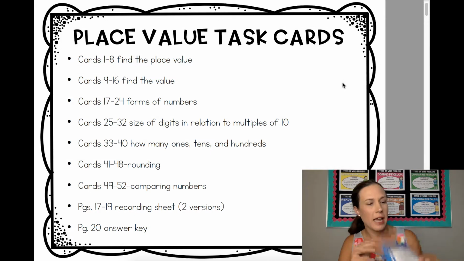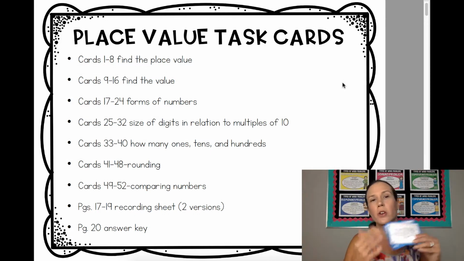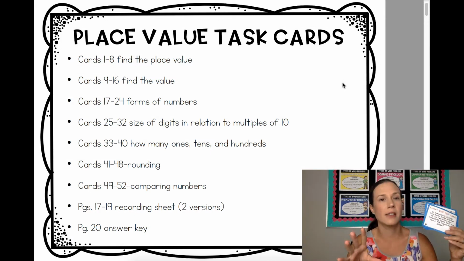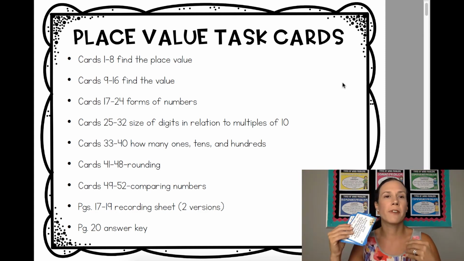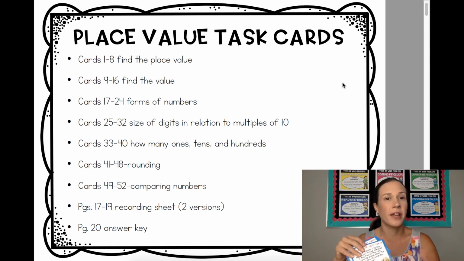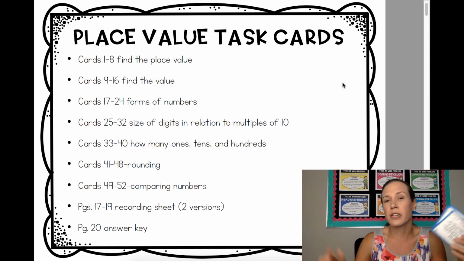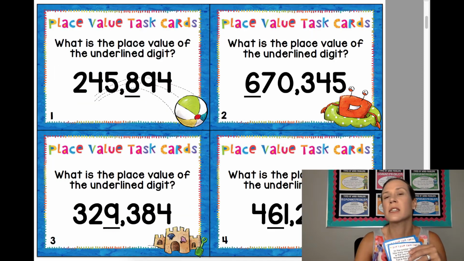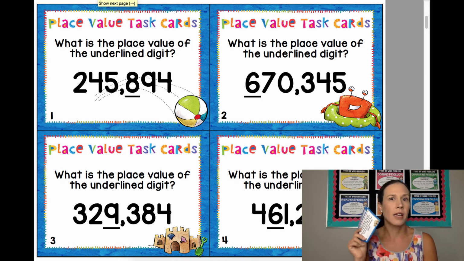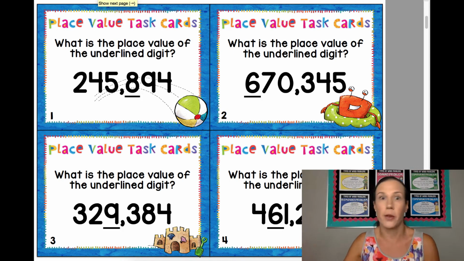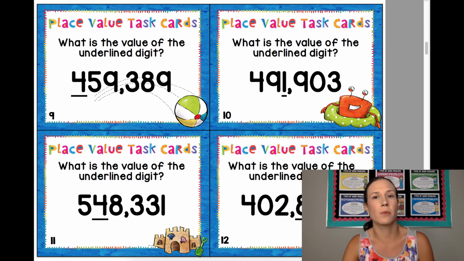Okay, so I also have place value task cards, and there will be a little table of contents in this one because there is so much stuff in this one, where we're going to be finding the place value, finding the value, working with forms of numbers, the size of digits in relation to multiples of 10, and you can see how they're organized. Once again, I print these on cardstock, I laminate, and then I cut out. I used to cut out first, and no, not anymore. I realized that was wrong.